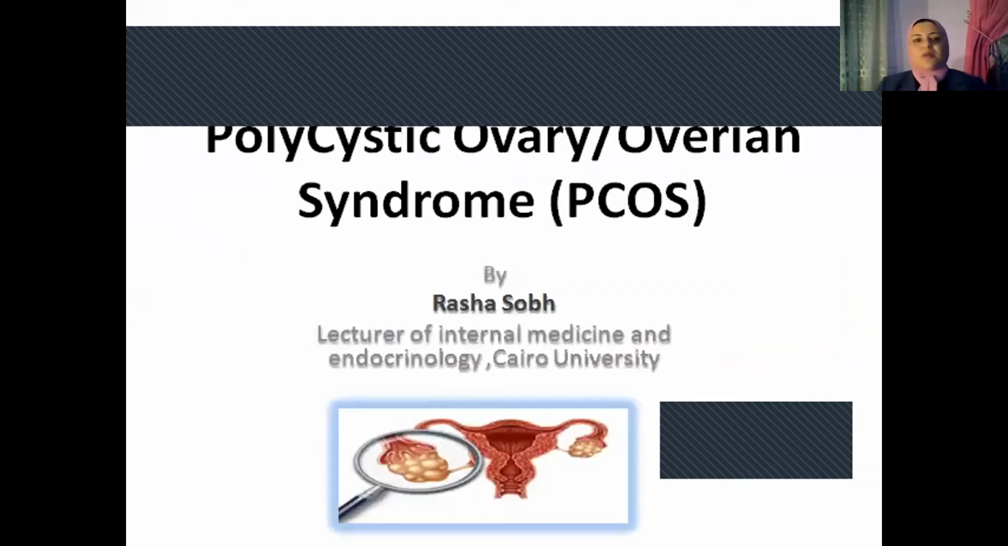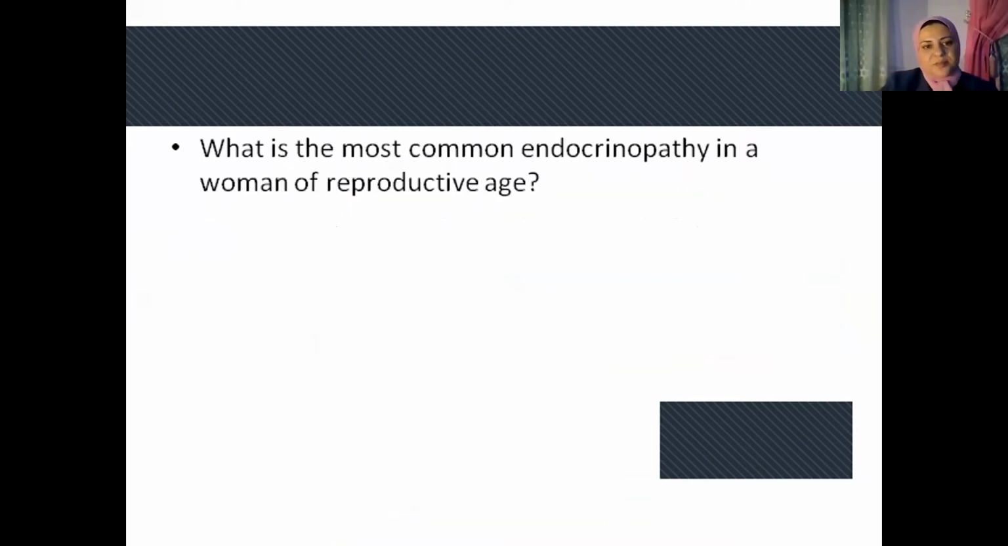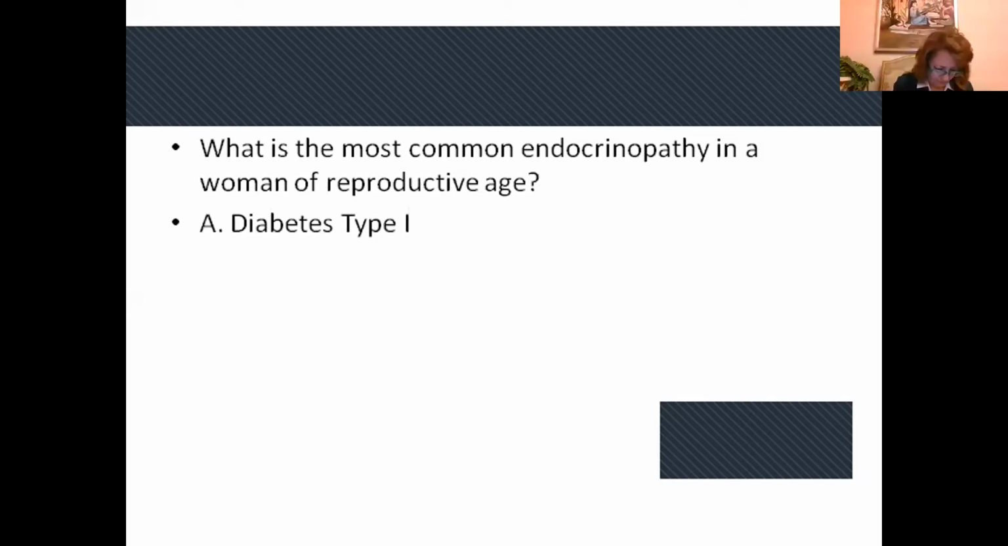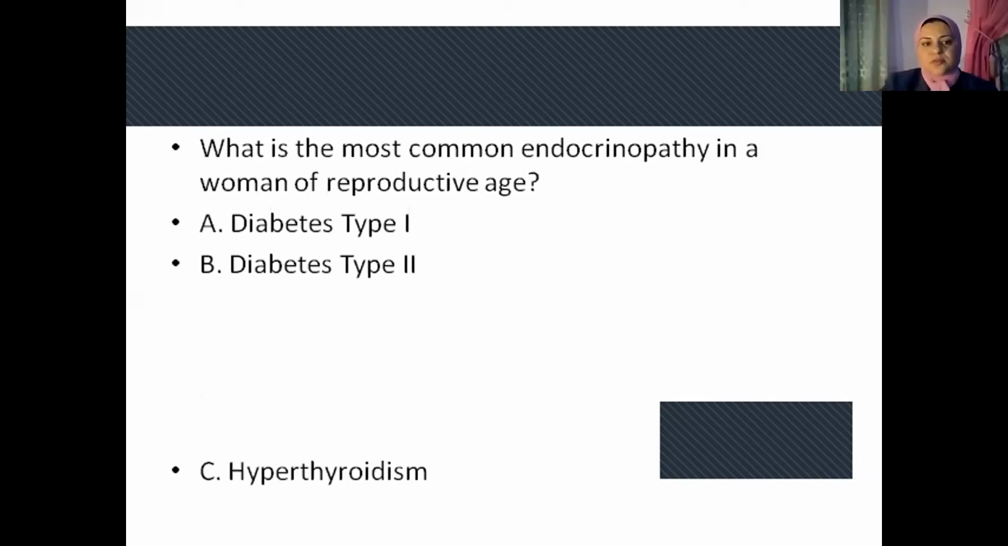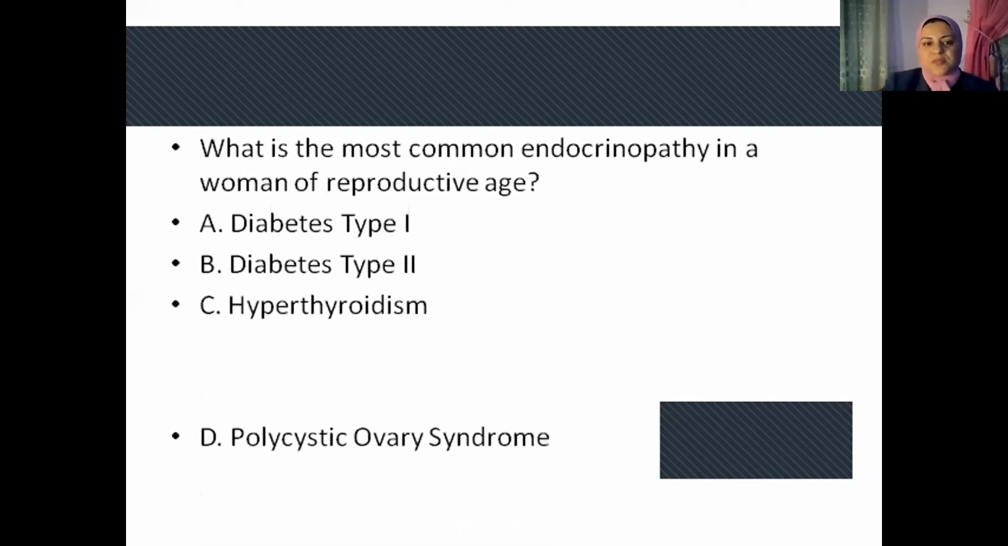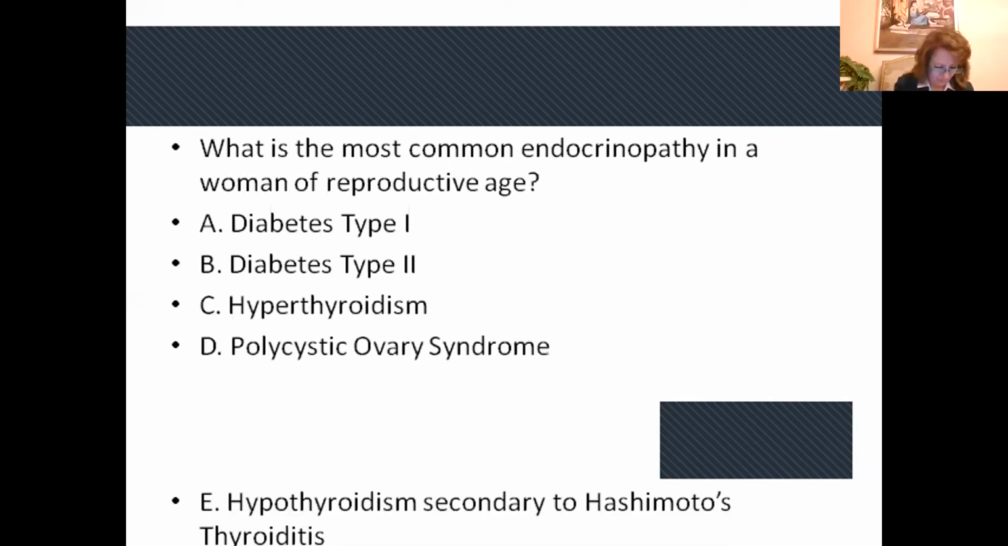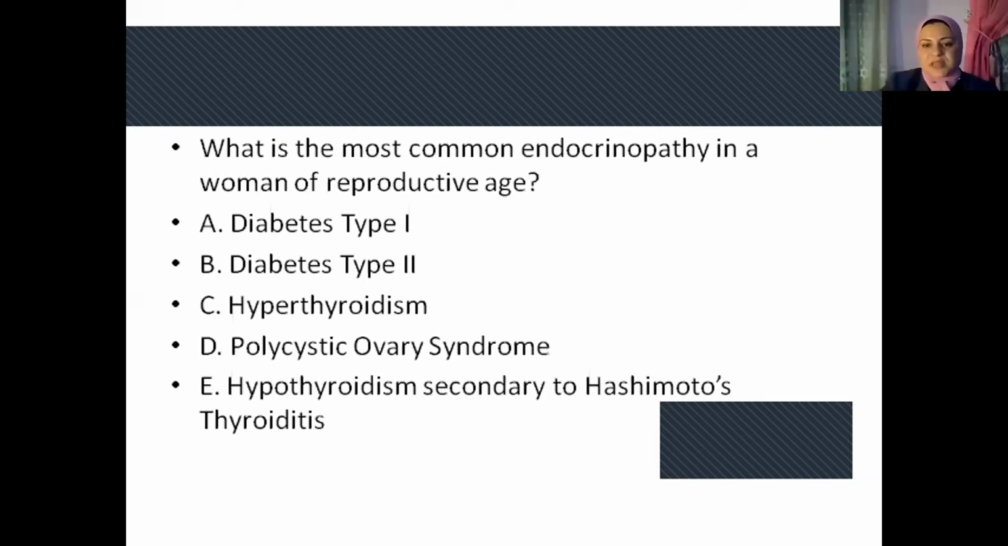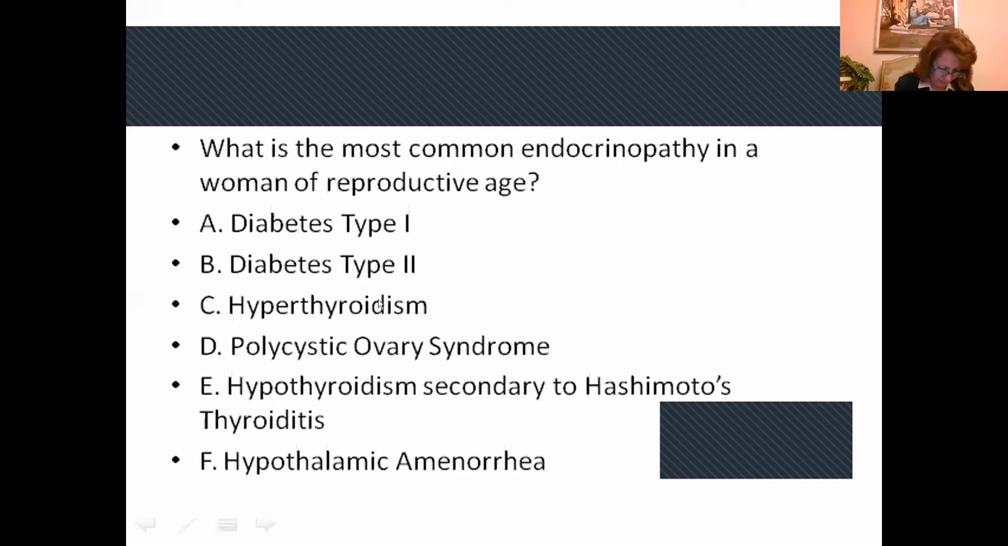Today I'm going to talk about polycystic ovary or ovarian syndrome, PCO, and its risk factor for diabetes. I'm going to start with the question: what is the most common endocrinopathy in a woman of reproductive age? Is it type 1 diabetes or type 2, hyperthyroidism, polycystic ovary syndrome, hypothyroidism secondary to Hashimoto, or hypothalamic amenorrhea?